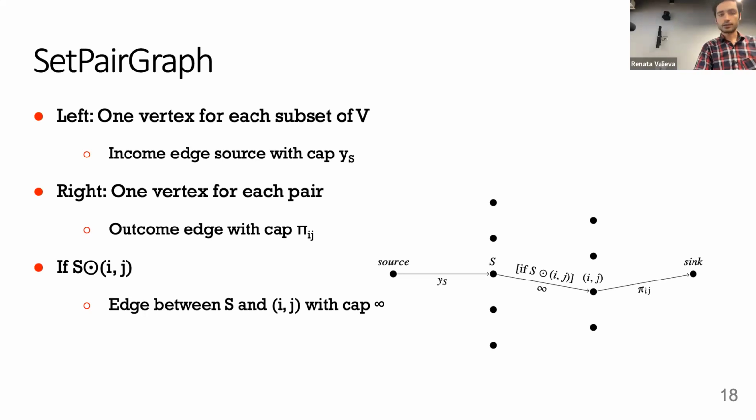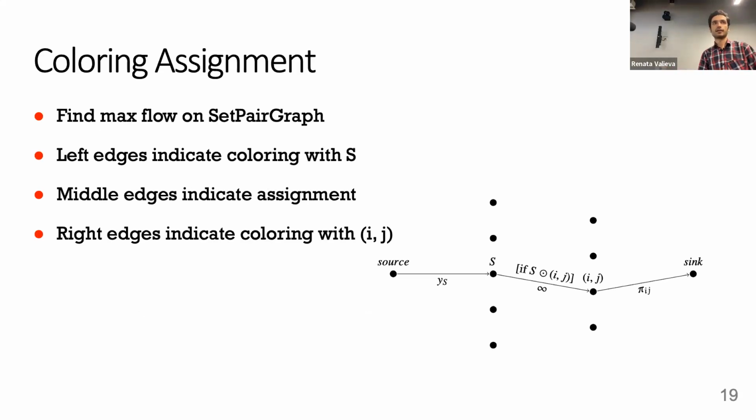Okay, and then we add one vertex named source, and for each set we add an edge from source to that set, and the capacity of that edge will be the duration that we used color S in the static coloring. And also on the right side, we add an edge from each pair to the vertex sink, and the capacity of this edge will be the penalty of that pair. And finally, we add an edge from each set to each pair if that set cuts the pair. I mean, one endpoint of this pair should be inside the set and one of them should be outside the set. And the capacity of this edge will be infinity. So now we run max flow on this graph to find our assignment.